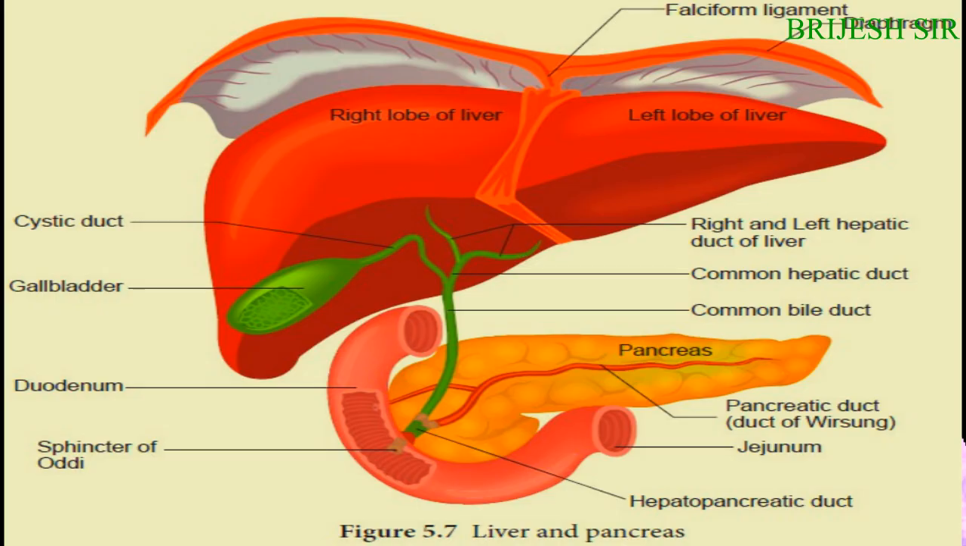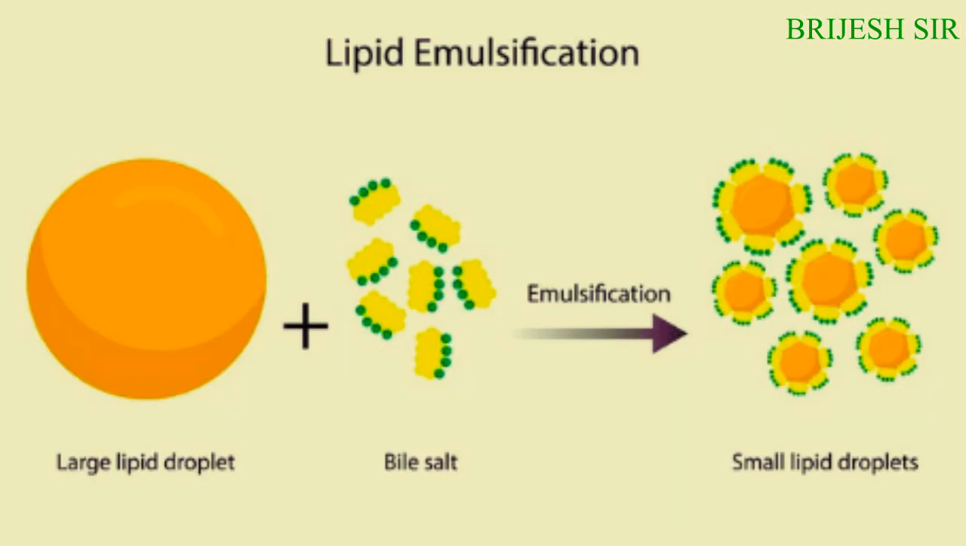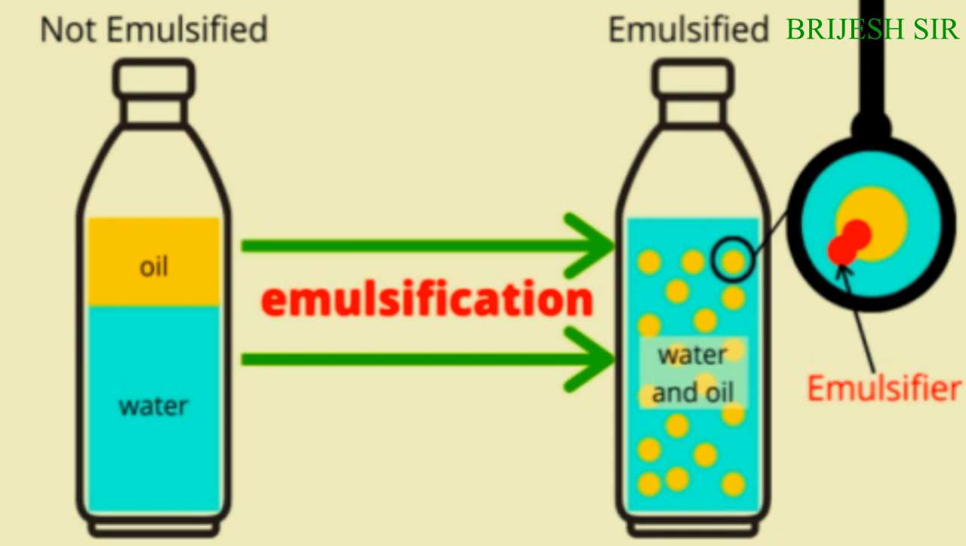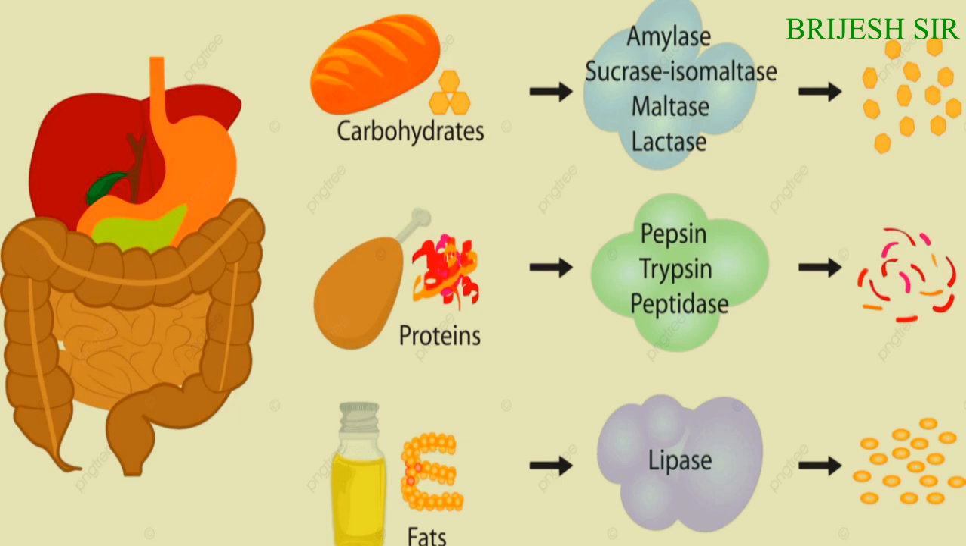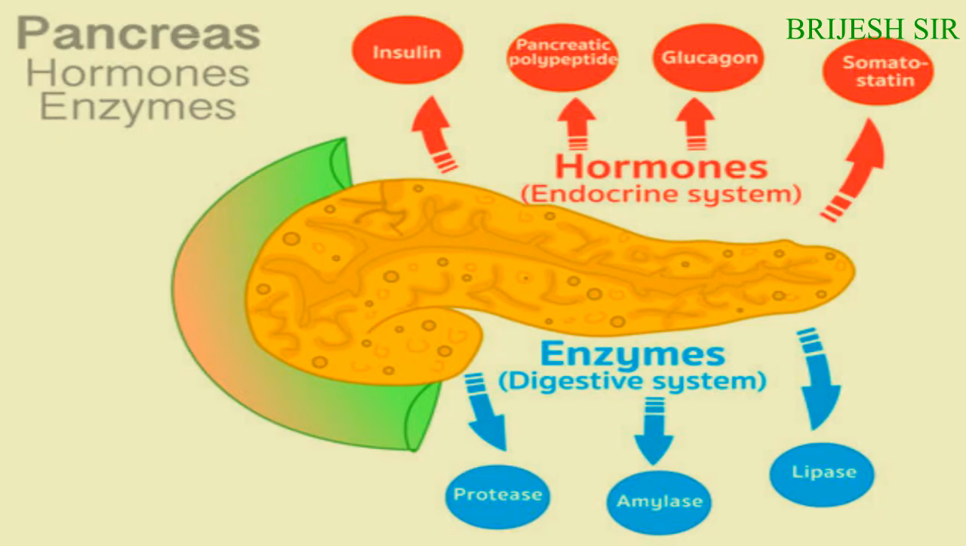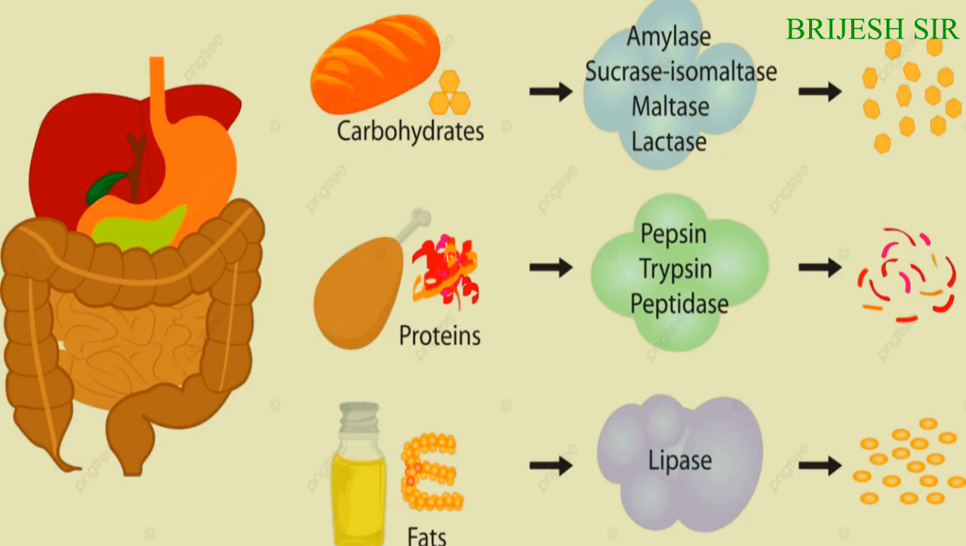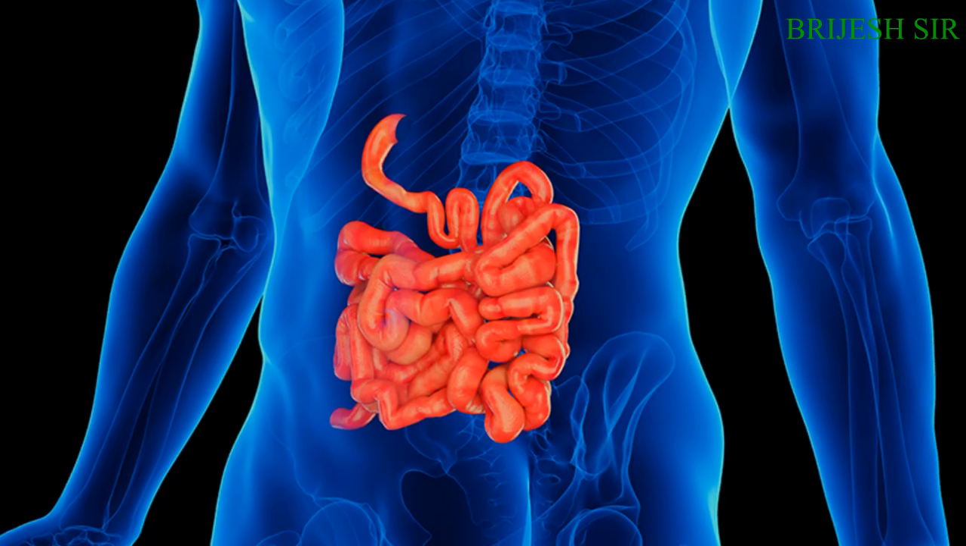Next, liver. Liver secretes bile that contains bile salts. There is no enzyme in the bile. Bile helps in emulsification of fat. Next is pancreas. Pancreas secretes different enzymes like amylase, lipase and proteases, which help in digestion of proteins, carbohydrates and lipids. It releases trypsin that helps in digestion of proteins.